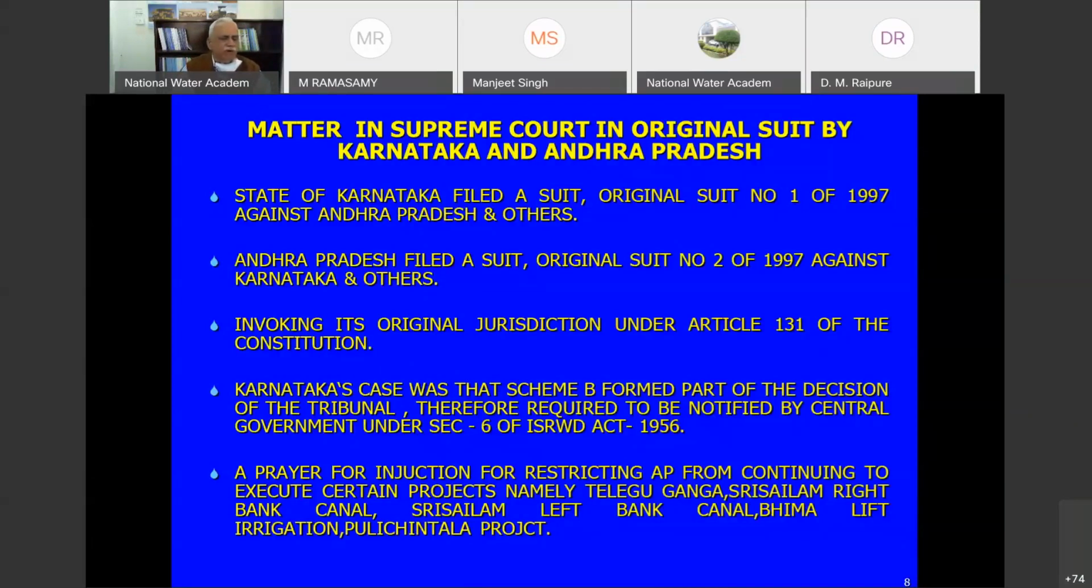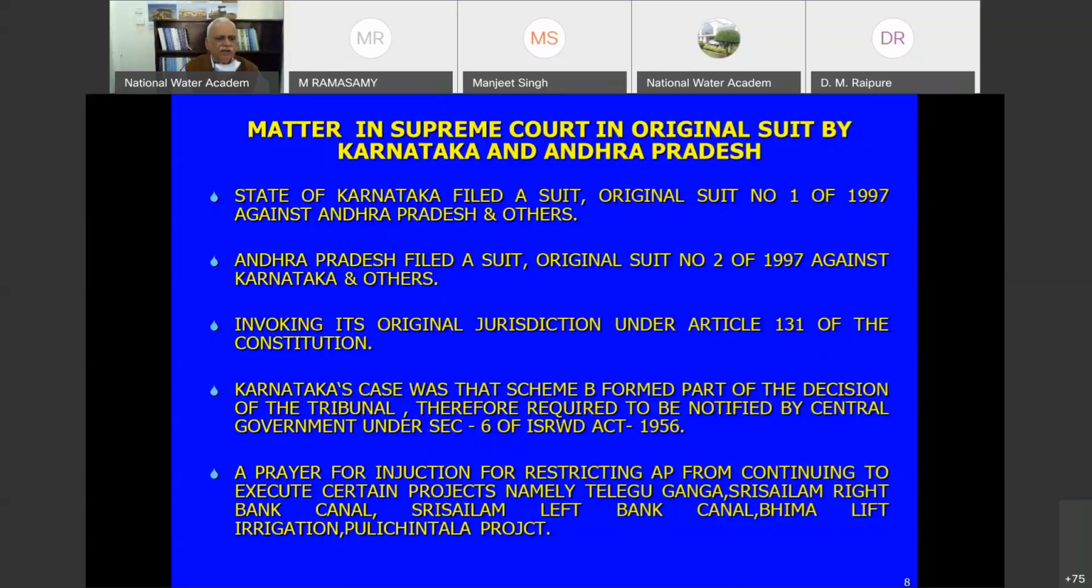Just before 2000, in 1997, State of Karnataka filed a suit known as Original Suit number 1 of 1997 against Andhra Pradesh and others. Similarly, Andhra Pradesh has also filed a suit, that is original suit number 2 of 1997, against Karnataka and others. The suit invoked original jurisdiction under Article 131 of the Constitution. The Karnataka case was that the scheme formed part of the decision of the tribunal and therefore required to be notified by central government under section 6 of the Act.